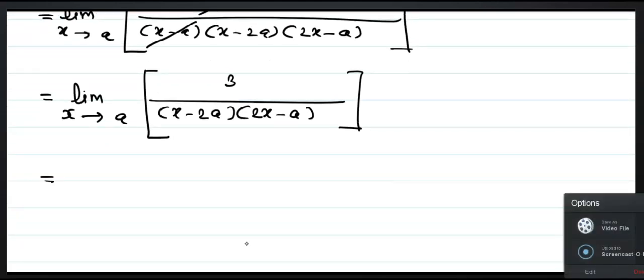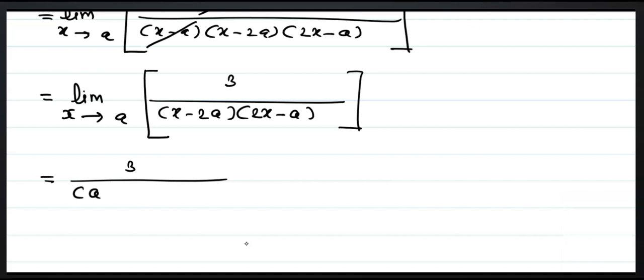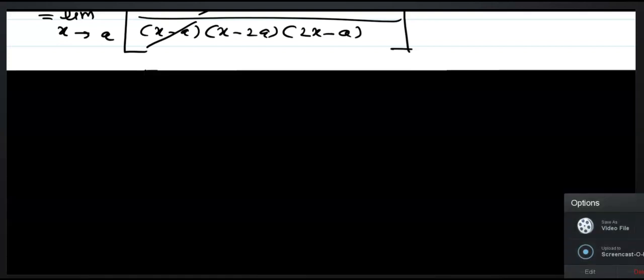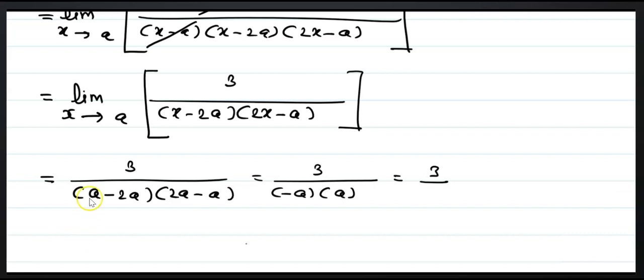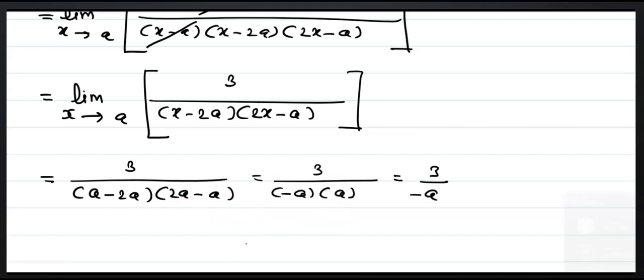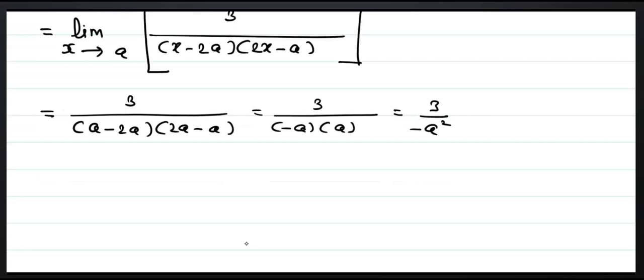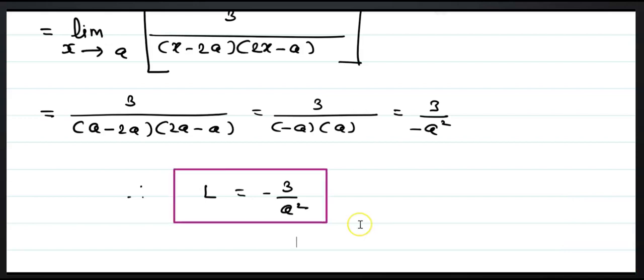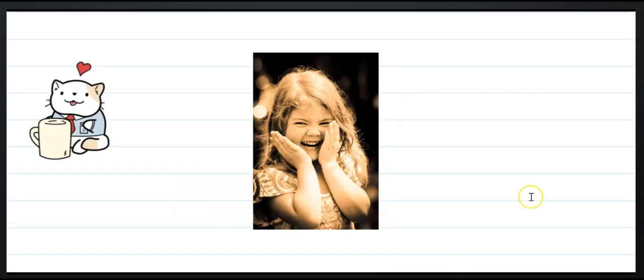Now substitute x is equal to a. Then you will get 3 upon a minus 2a, 2a minus a. This is the simplification. In the first bracket a minus 2a is minus a, 2a minus a is a, and overall 3 upon minus a square. And this is the answer. That is, the limit is equal to minus 3 upon a square. And in this way we have completed the exercise 7.2. Now we will see in the next video. Till then, goodbye.